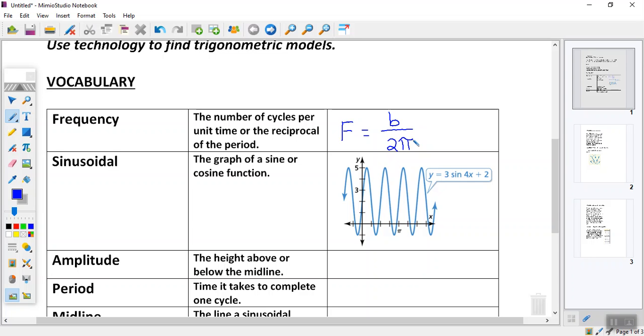Sinusoidal. The function is sinusoidal. All you need to know, you ever see this word? It's either the graph of a sine or a cosine. It just goes up and down. This is called sinusoidal motion. Aren't waves kind of like this, kids?